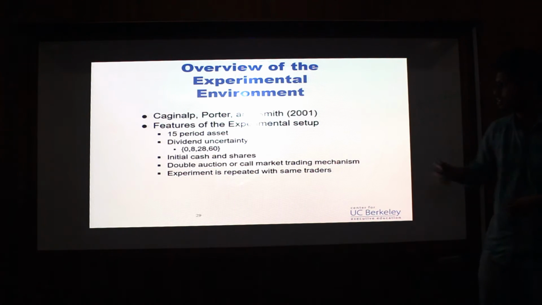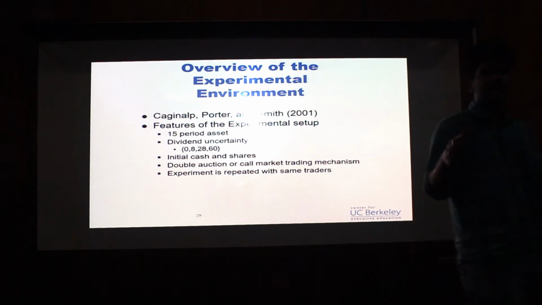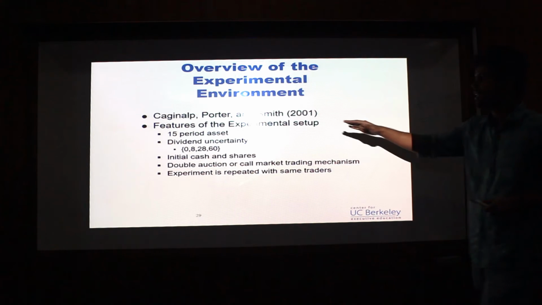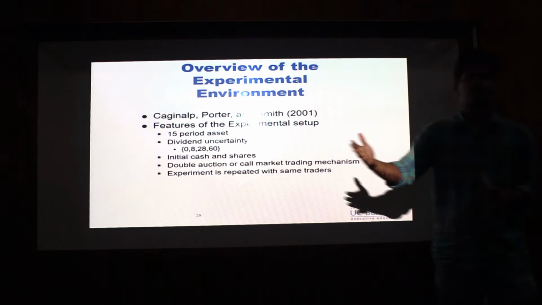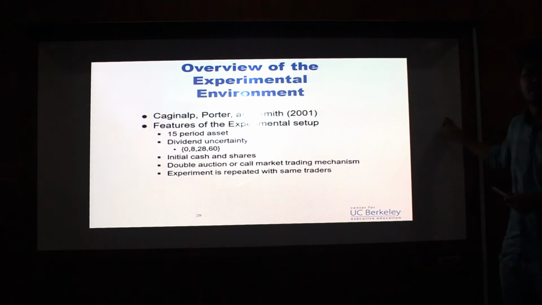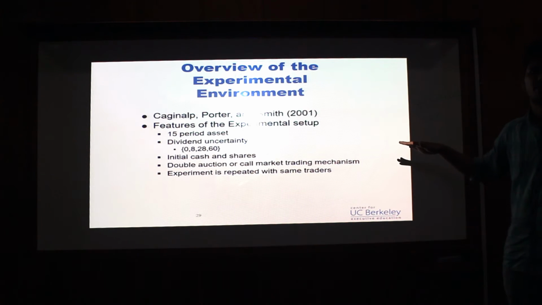Since it's a 15 period asset, and the experiment is conducted in a short period of time, we are not considering any discount. It's real time. So the fundamental value of the asset from our calculation is 15 into 24. After 15 periods, the asset dies off and doesn't have any value. The people were told about all this, and this experiment was conducted.